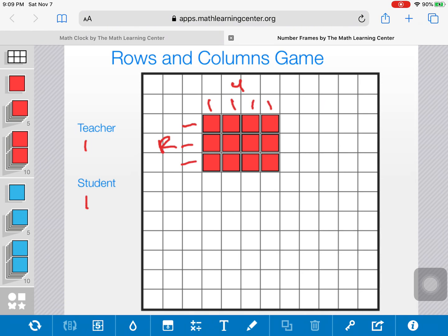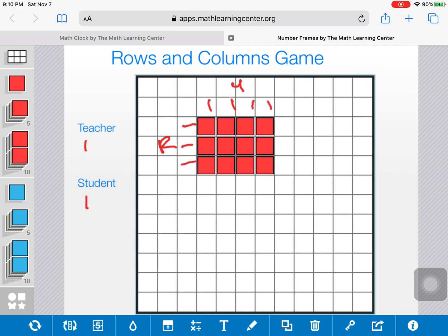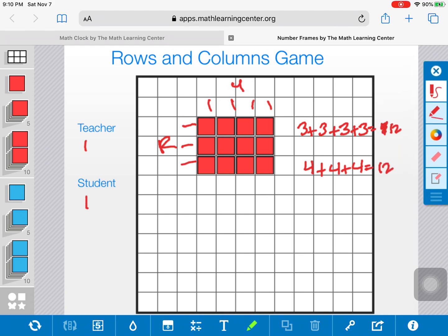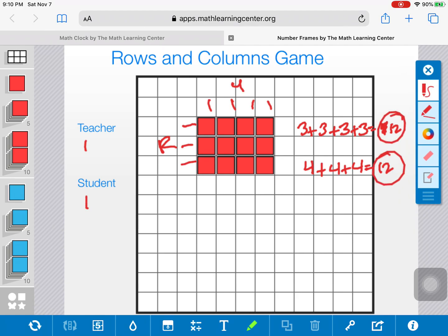So now to double check, I have 3 rows, 1, 2, 3, and 1, 2, 3, 4 columns. So I can demonstrate this by writing 4 groups of 3. 1, 2, 3, 4. So 3 plus 3 plus 3 plus 3 equals 12. Or I can do 3 groups of 4. 4 plus 4 plus 4 equals 12. And I should fix this total over here to also equal 12. So my total for my array is 12.